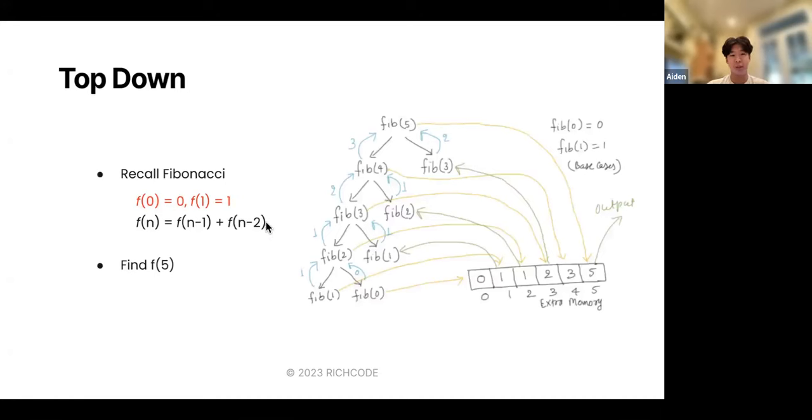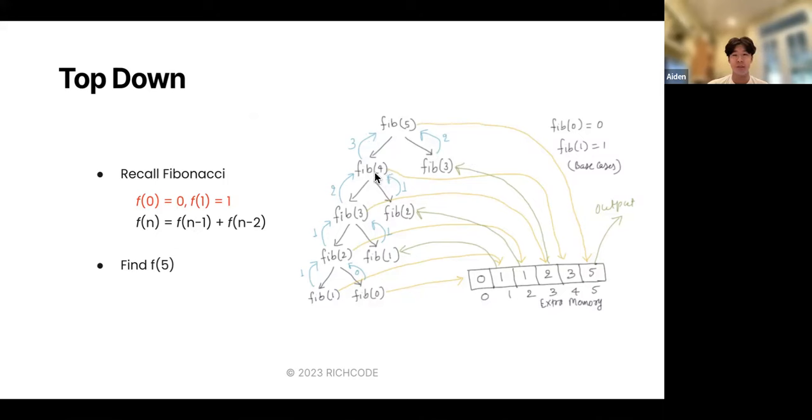So how do we solve a recursive function? Say, for example, we're trying to find f of 5 for the Fibonacci sequence. The first way we can solve a recursive function is called the top-down approach. It's where we break the larger problem, so f of 5, into its two smaller components, which is f of n minus 1, f of 4, and then f of n minus 2, f of 3, as you can see here.